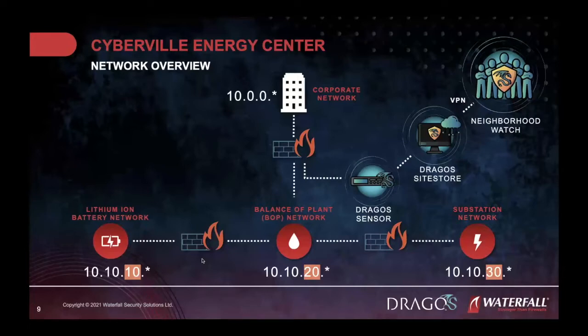We have 3 different networks. We've got the battery network in the .10 range, the balance of plant in the .20 range, and our 240 kV substation in the .30 range. We also have our Dragos sensors in place, as well as the connection for our managed hunt service, which is Neighborhood Watch.